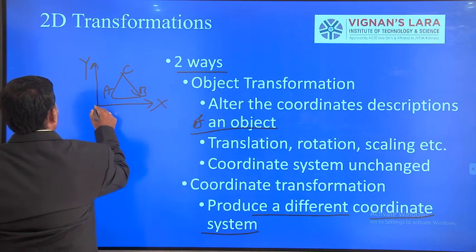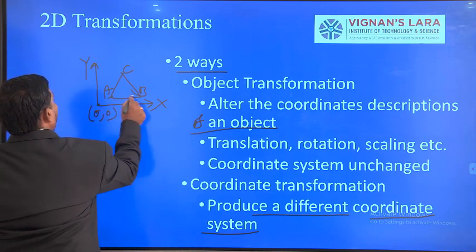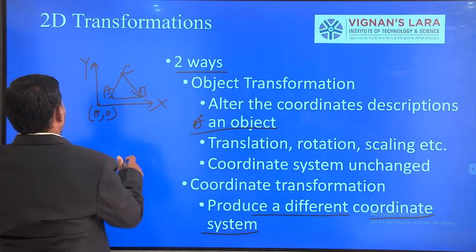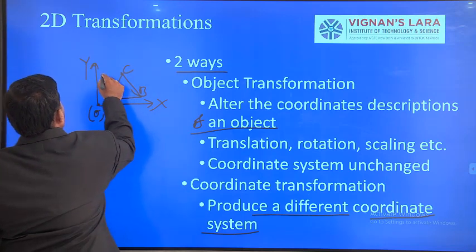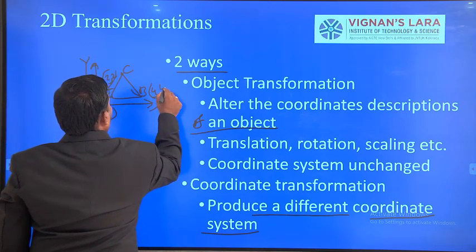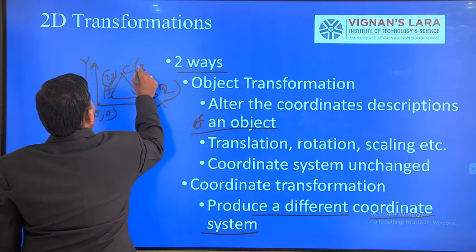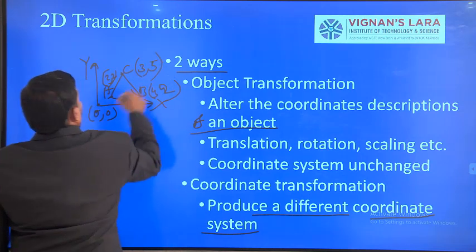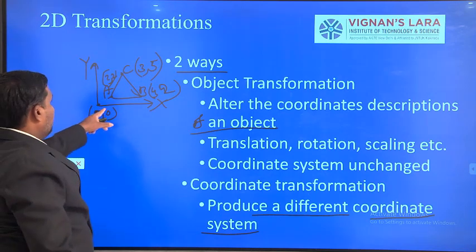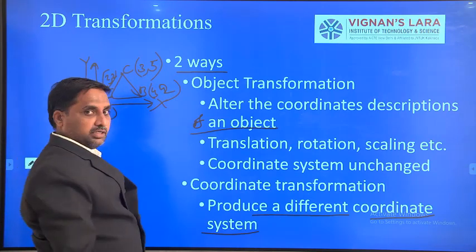Suppose 0, 0 is the origin, and the corner points are A, B and C. Suppose the coordinates of A are 2, 2, B are 4, 2, and C is somewhere around 3, 5. These are the coordinates of A, B, C. Now, in the previous example I translated A to A dash, B to B dash, C to C dash. But that is not required here.